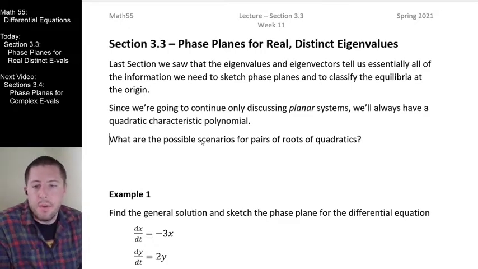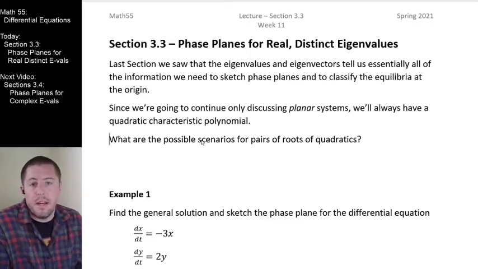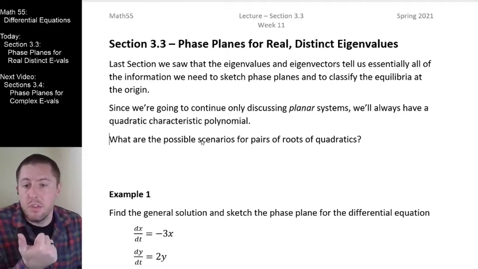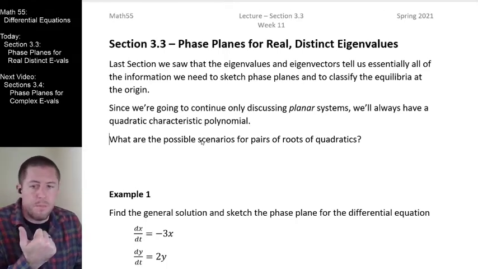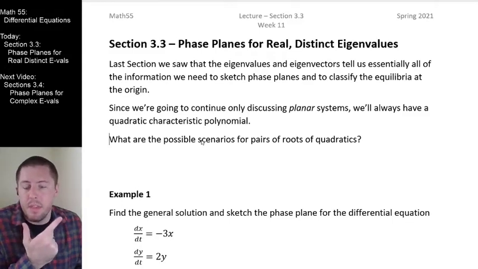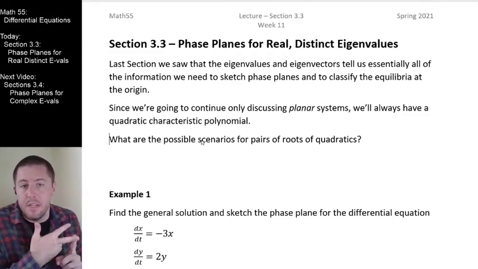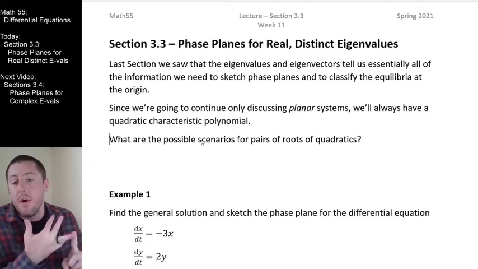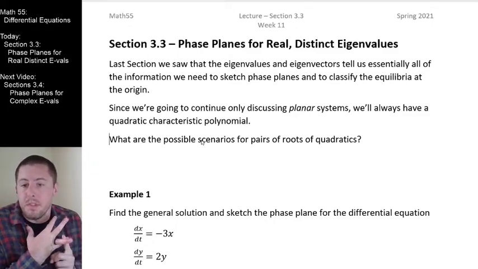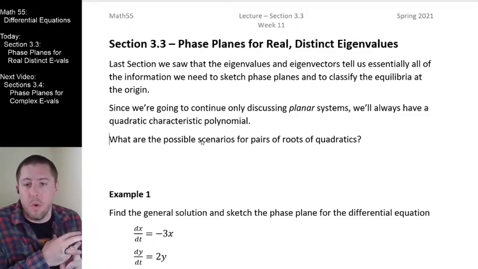In the last section, what we saw is that our eigenvalues and eigenvectors are telling us pretty much everything that we need to know about our systems. If we can find eigenvalues and eigenvectors that give us a general solution by using the linearity principle, they tell us where our straight line solutions are, which is our most primary thing that we need for graphing, and that helps us graph the entire rest of the phase plane. By knowing our eigenvalues, it's going to help us determine what our classification of the equilibrium at the origin is going to be.